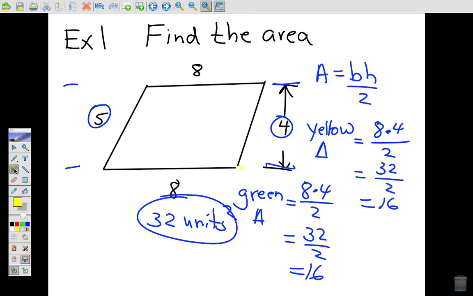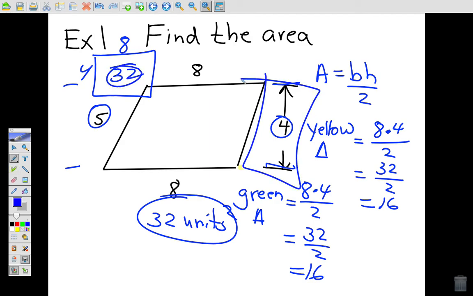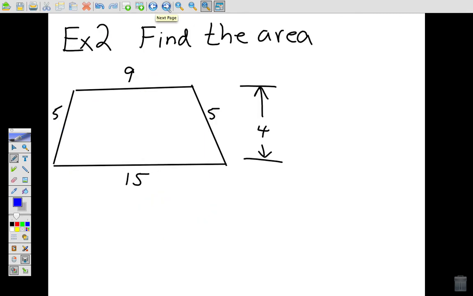All right, is there another way we could have figured out the area of this parallelogram? If I were to take this parallelogram and push it and straighten it up so it became a rectangle, what would the dimensions of it be? 8 by 4, 32. So you could have done it that way, provided that we're given enough information in the height. All right, example 2, find the area.